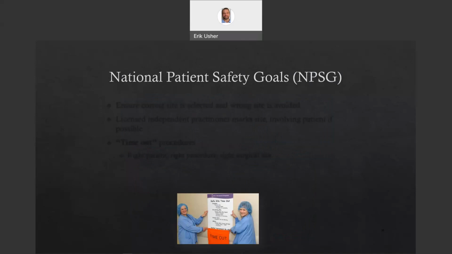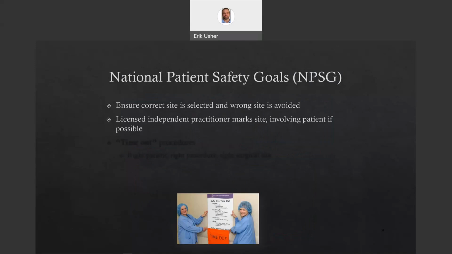There are also some national patient safety goals when it comes to the operating room. We want to ensure the correct site is selected and the wrong site is avoided. It's sad, it's scary, but it happens to this day, believe it or not. The licensed independent practitioner marks the site, involving the patient if possible. Which leg is it? It's that one. They both agree on it. The surgeon circles it and signs it.